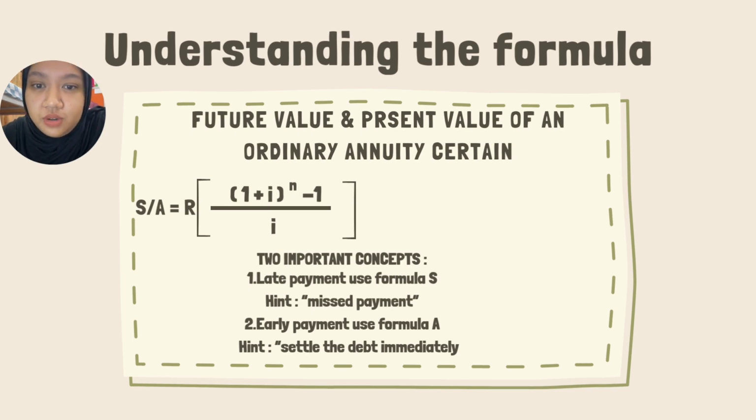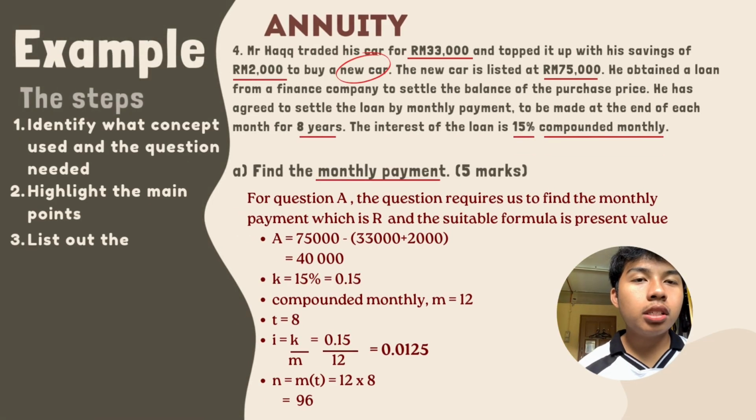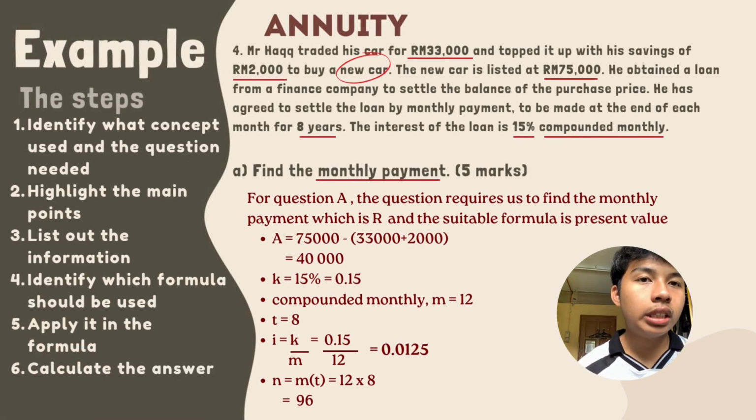We have two important concepts. The first one is late payment, where we use formula S. The hint is missed payment. The second one is early payment, where we use formula A. The hint is settle the debt immediately. After you read the question, you need to identify what concept the question uses. Second, highlight the main point. Third, list out the information like this.